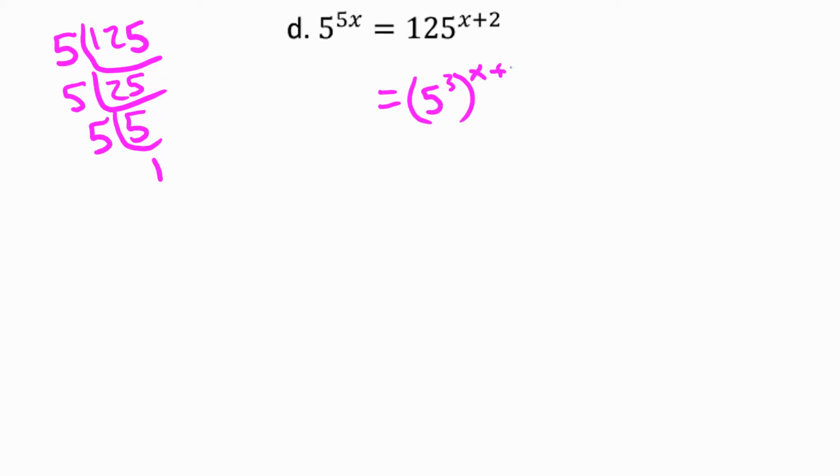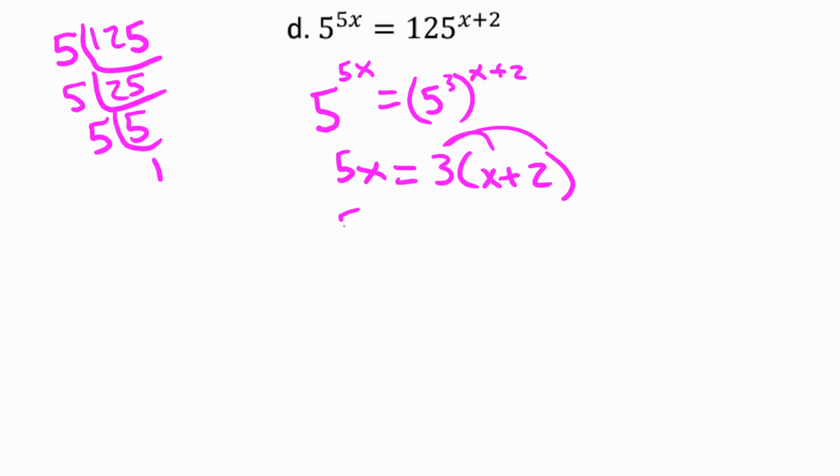Just keep being careful that you don't forget about the exponents they already had. Now that I have 5's on both sides, I can cancel them. So I will just have 5x equals 3 times x plus 2. A lot of 5's in this problem. First step, I want to distribute the 3. So we have 5x equals 3x plus 6.